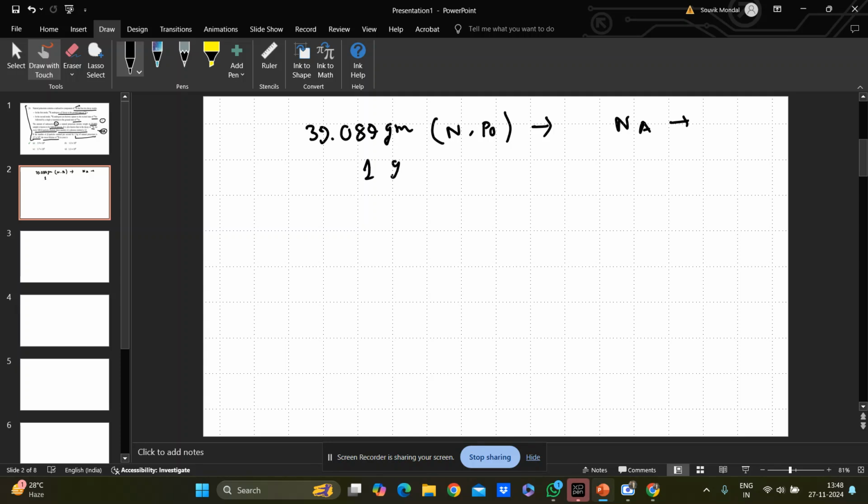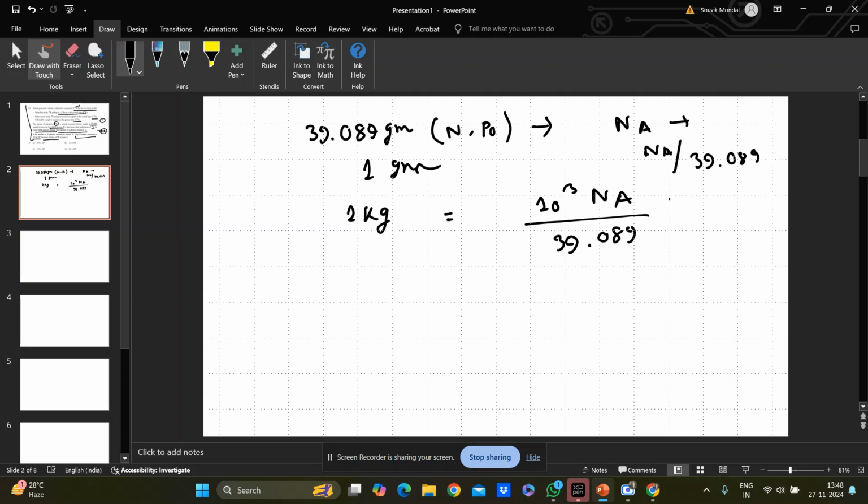Okay. So what does 1 gram contain? 1 gram contains simply N_A divided by 39.089. So what does 1 kg contain? 1 kg means 10 to the power 3 gram, so 10 to the power 3 into N_A divided by 39.089. Okay, so this is the number of particles in 1 kg of natural potassium. So let's calculate this. Let me take my calculator. This will be 1.5408 into 10 to the power 25. So this is the number of particles present in 1 kg of natural potassium.